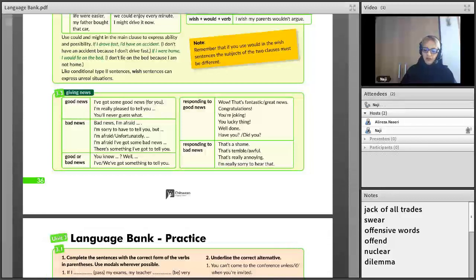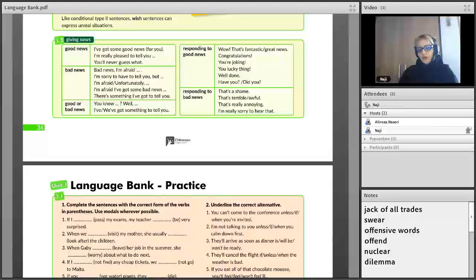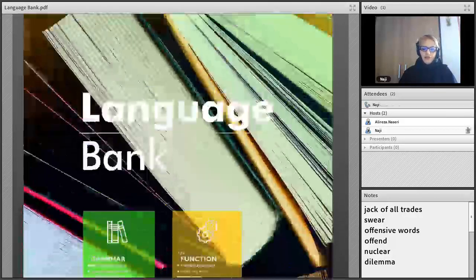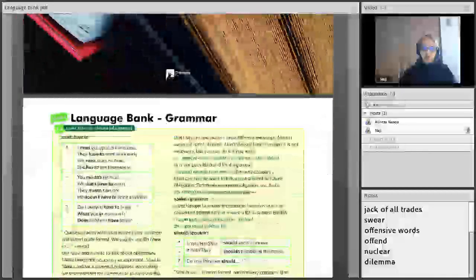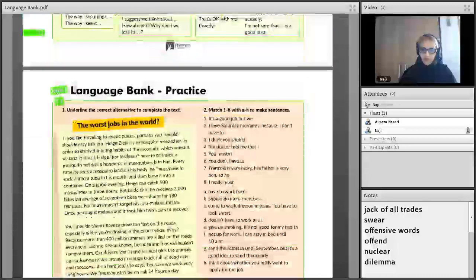So they are used to give good news, bad news, or both of them, and how to respond to this news. So definitely for good news, you show your interest, and for bad news, you feel so sorry. Okay, and as you notice, the intonation also changes. Okay, let's go to here again in order to do the practice part.